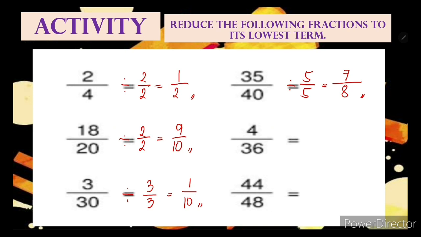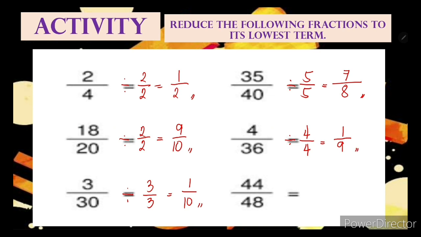Next, 4 all over 36. Okay, their GCF is 4. So, we will divide them by 4. 4 divided by 4 is 1. 36 divided by 4 is 9. So, their lowest term is 1/9.